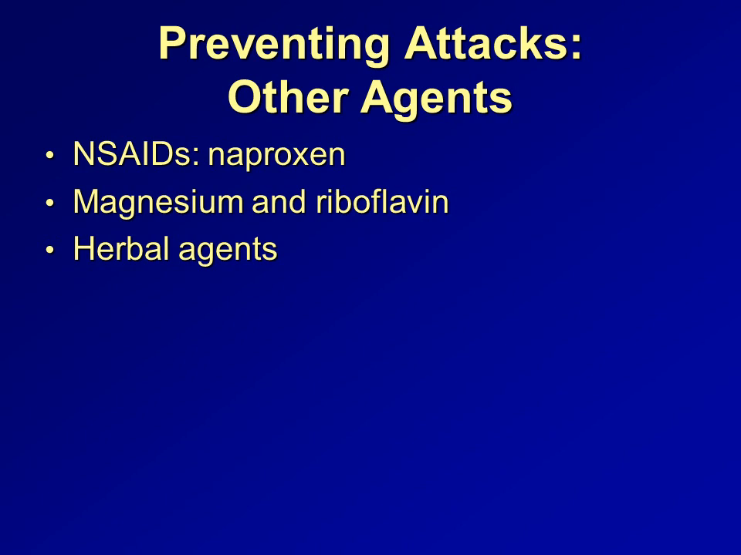The NSAID naproxen has shown a modest effect on headache prevention. Side effect concerns are the same as discussed in the acute treatment of migraines, including GI bleeding, renal failure, and fluid and salt retention. Other agents that have been studied include magnesium and riboflavin supplementation. The herbal agent feverfew has also been studied. These approaches may show some efficacy in certain circumstances, but there are many factors to consider before deciding if these approaches are appropriate.